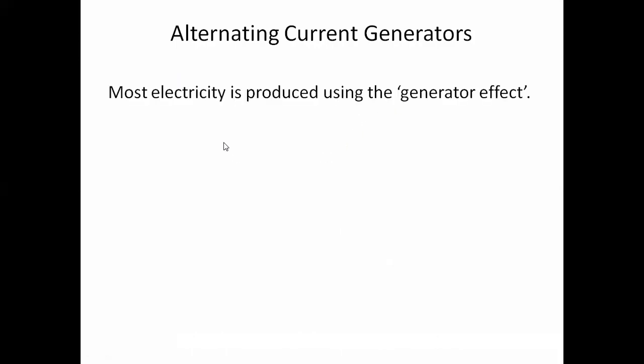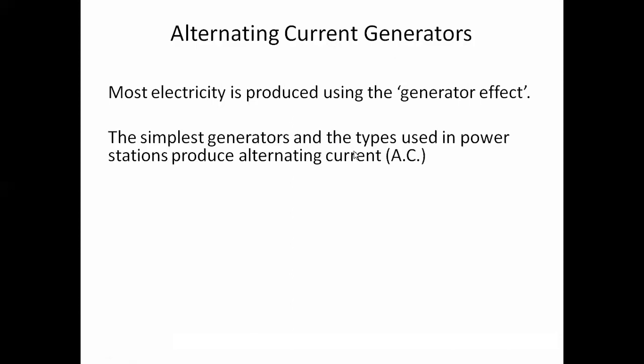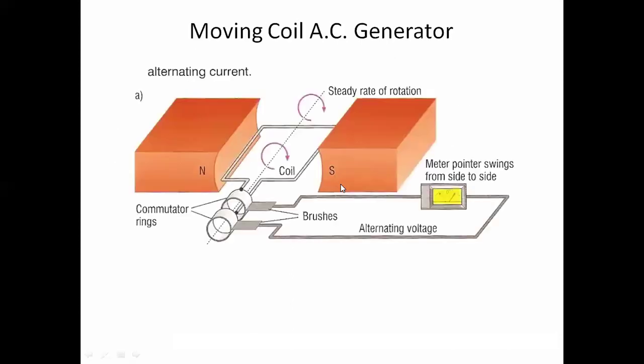One of the applications is the alternating current generator, that is the AC generator. There is another video which was uploaded earlier, having more detail of the AC generator, how it is constructed and how the EMF is induced. All of that is in that video, but here is a brief discussion of the AC generator. The electricity is produced by the generator effect. This is the diagram of the simplest AC generator, where the coil moves between the two poles of the magnet.